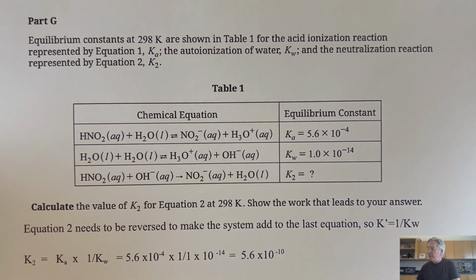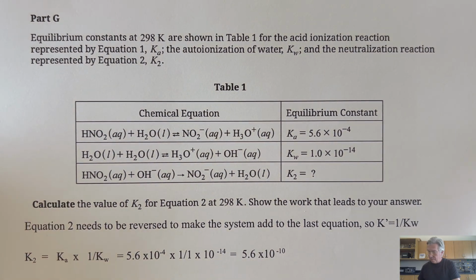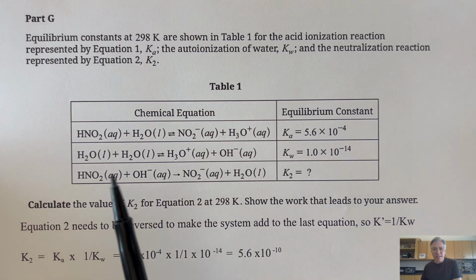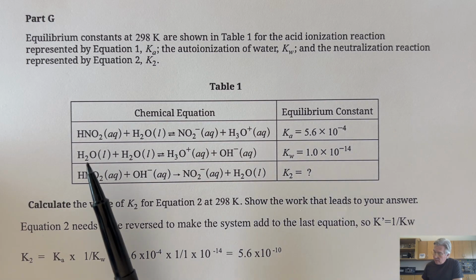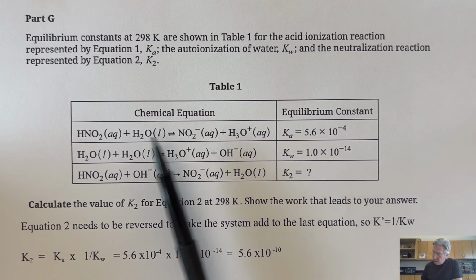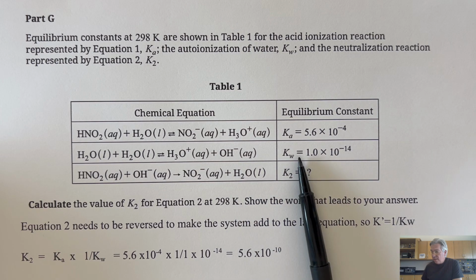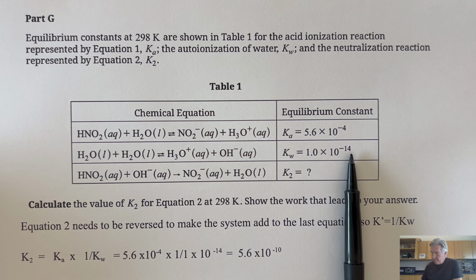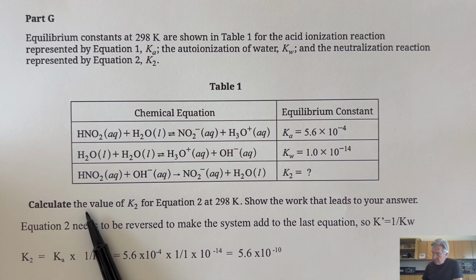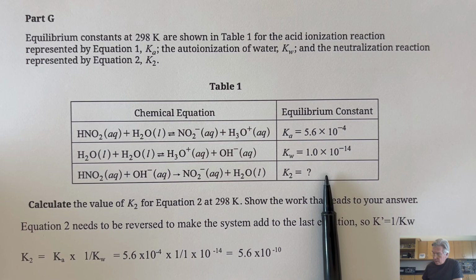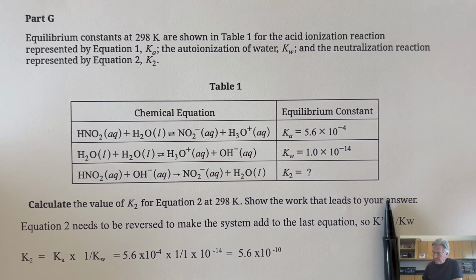Part G was kind of tricky. We had to remember our manipulation of equilibrium constants. So it's kind of like a Hess's law, but equilibrium constant at the same time. Here we have the Ka equation from before. We also have the autoionization of water with a Kw of 1 times 10 to the minus 14th. We're asked to calculate the value of K2 and show the work that leads to our answer.